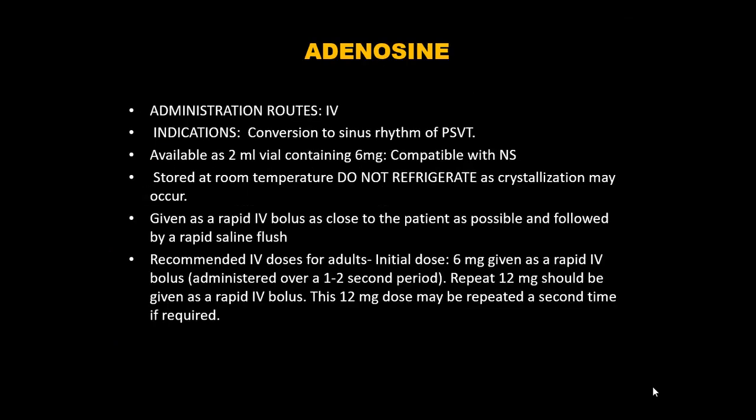Adenosine, it is administered through IV and indication is conversion of paroxysmal supraventricular tachycardia to sinus rhythm. Available as 2 ml vial, contains 6 milligram and it is compatible with NS. Stored at room temperature. It has not to be refrigerated. It crystallizes below temperature of 10 degrees Celsius. Given as a rapid IV bolus as close to the patient as possible and followed by a rapid saline flush. The recommended IV dose for adult, the initial dose is 6 milligram. You can repeat the bolus dose.